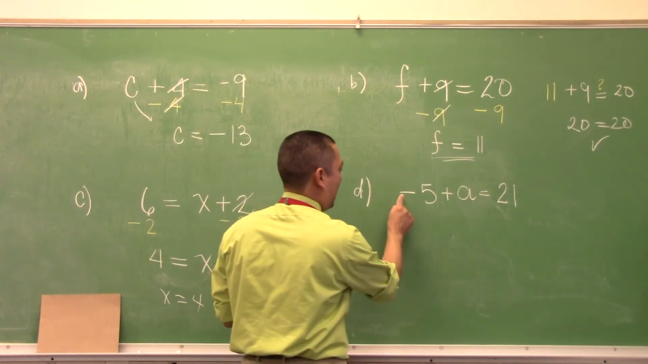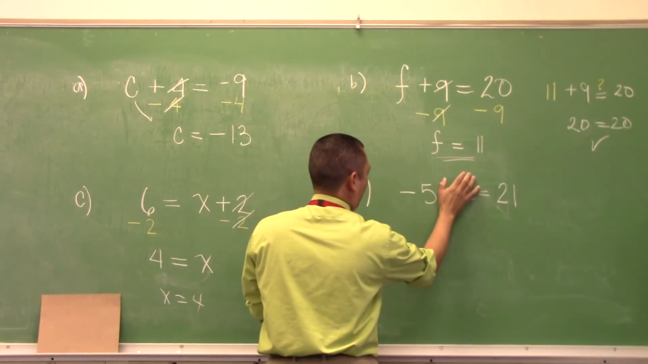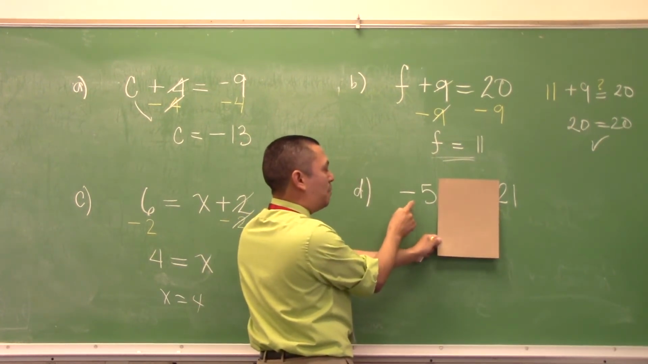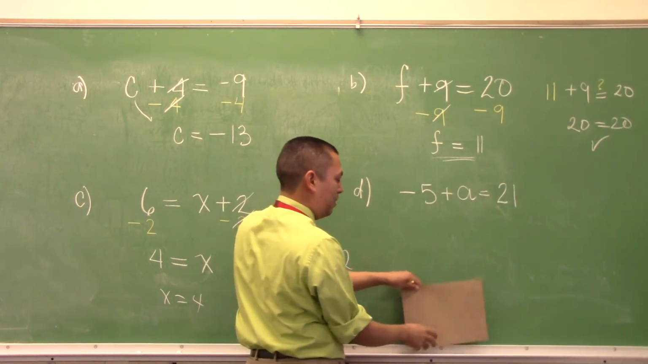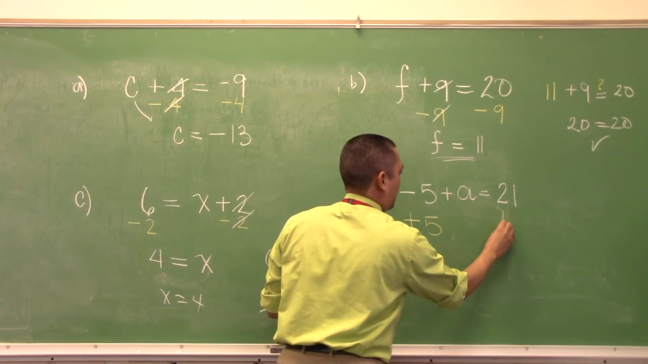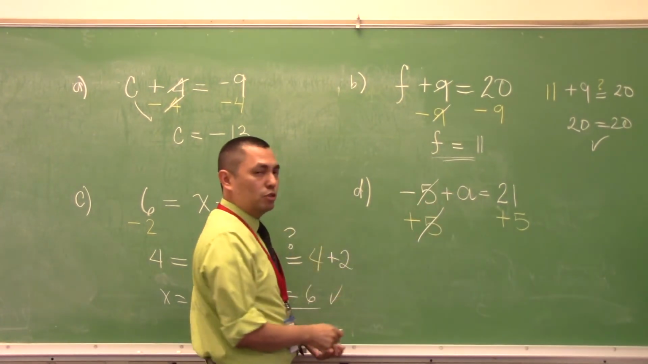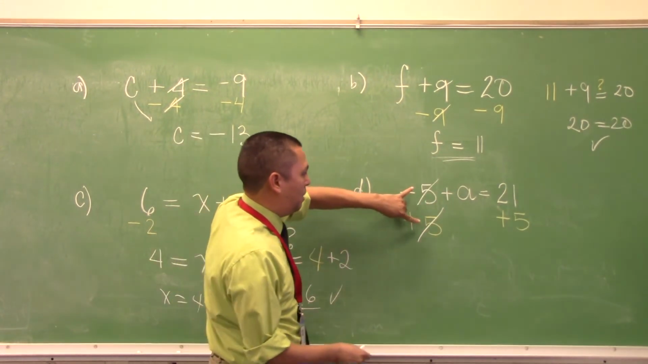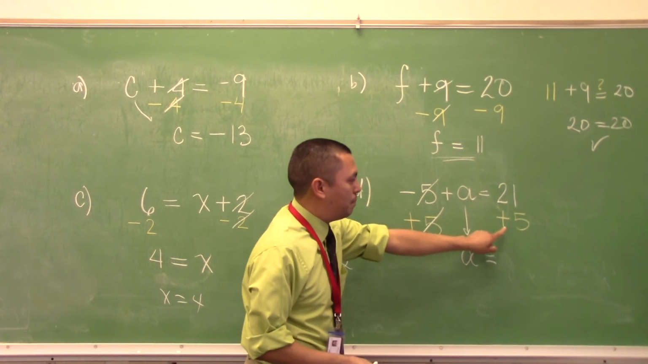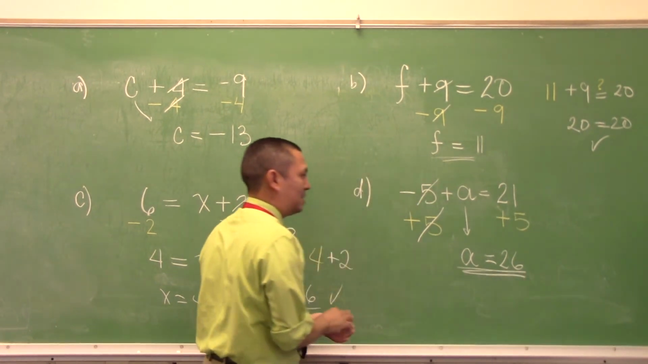So in this case, I have negative 5 plus a equals 21. So what I'm going to do is cover the variable. So you cover the variable. Which operation do you have? You have a negative 5. So let's use the inverse of that number, the opposite of that number. So I have plus 5 on the other side of the equal sign. And then this one goes away because they are opposites. So this is 0. So drop the variable. So a equals 21 plus 5, which equals 26. So a equals 26.